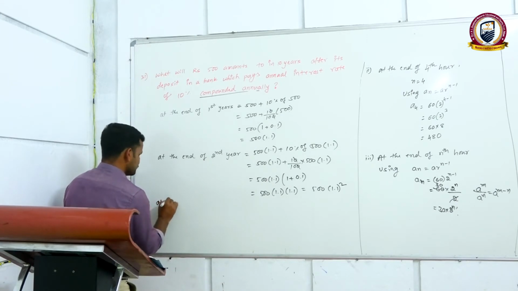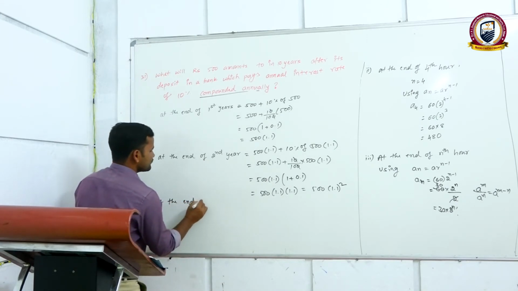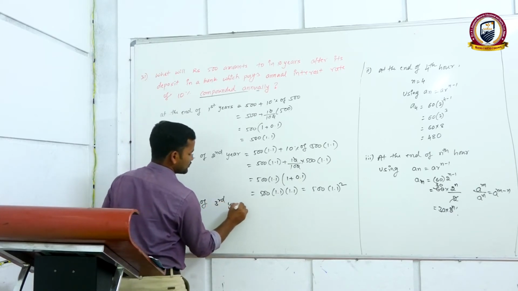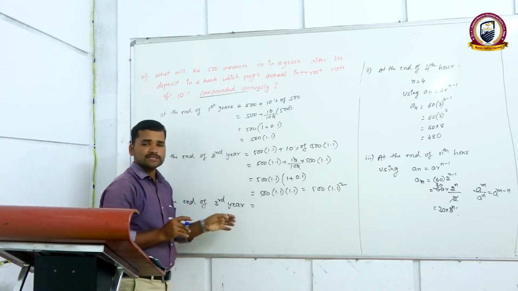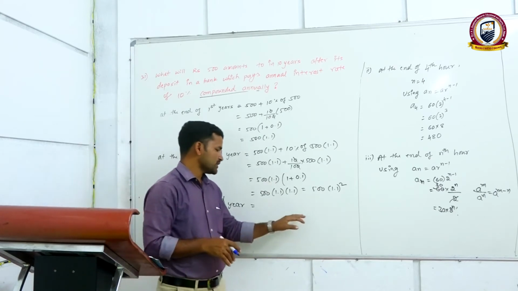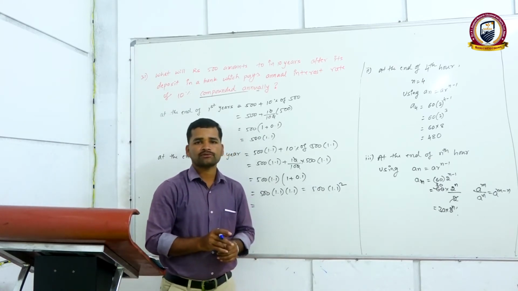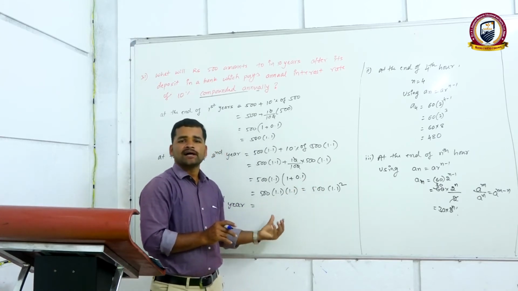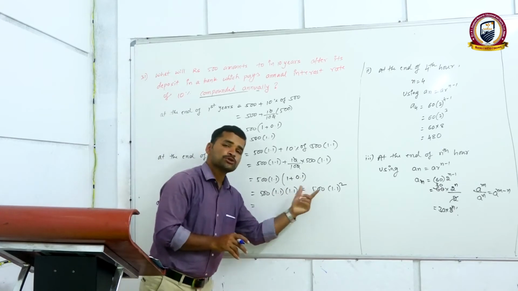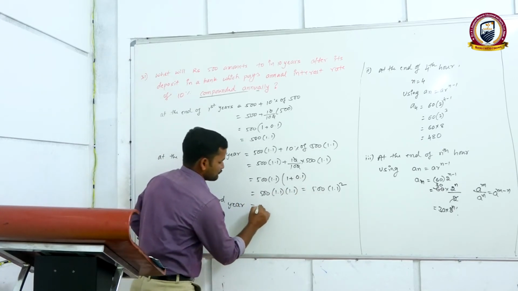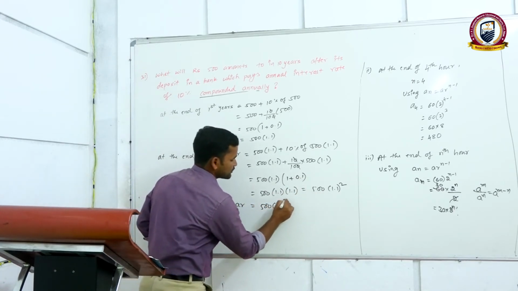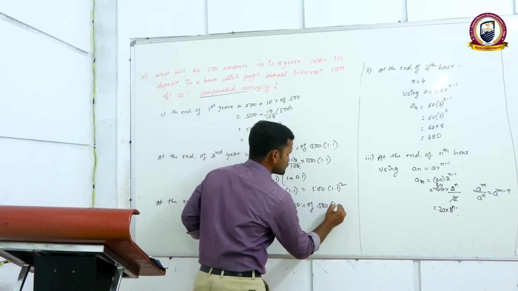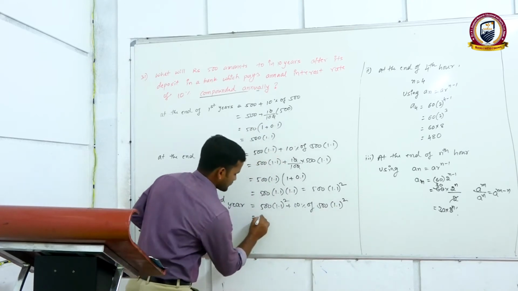Similarly, at the end of the third year, which means one more year completes, what is the principal amount? The principal amount is 500 into 1.1 whole square. That will be the principal amount, plus 10% interest for this amount should be added: 500 into 1.1 whole square plus 10% of 500 into 1.1 whole square.